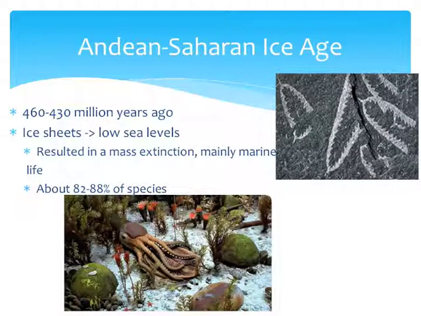The third ice age was the Andean-Saharan ice age, which occurred 460 to 430 million years ago. Due to the formation of ice sheets, sea levels became very low, which led to the world's second biggest extinction. This mass extinction mainly affected the marine life by killing off 82 to 88 percent of the marine species at that time. The bottom picture is a recreation of one of the species thought to go extinct during this ice age.